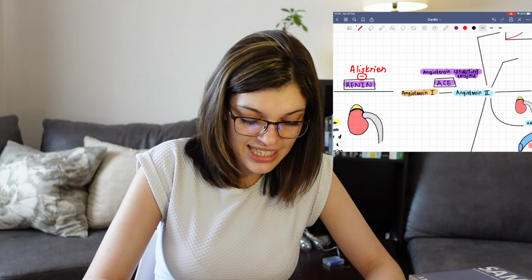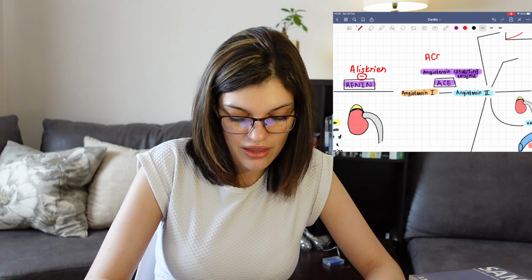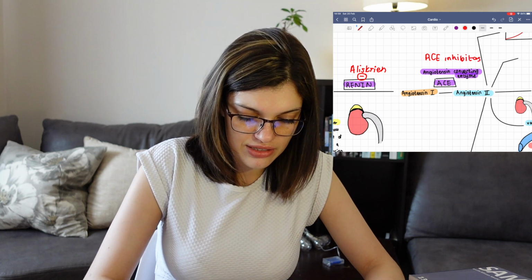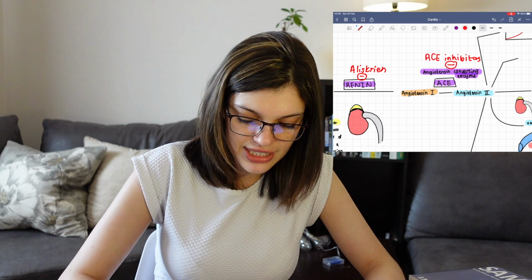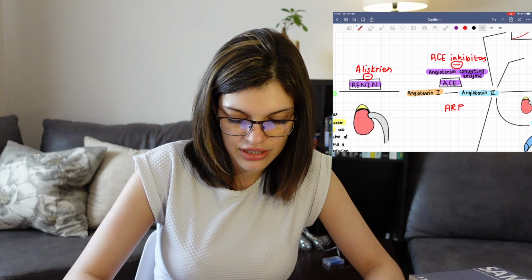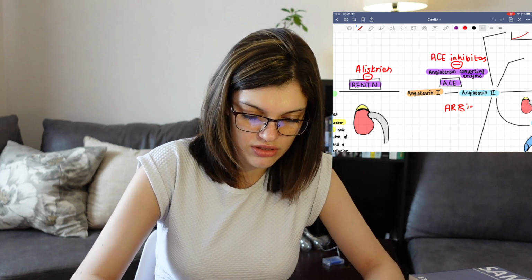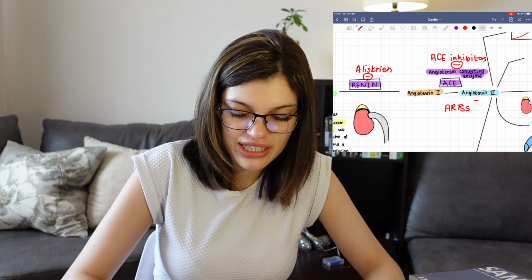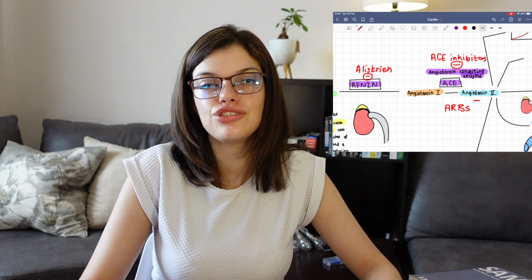Okay, so you get your ACE inhibitors. They inhibit the enzyme, so they work here. And then you get your drugs called angiotensin receptor blockers, and they inhibit the receptors of angiotensin 2.